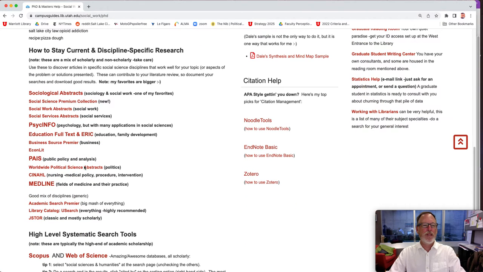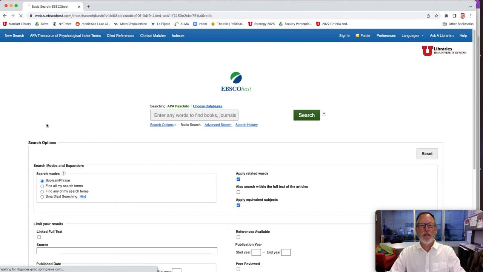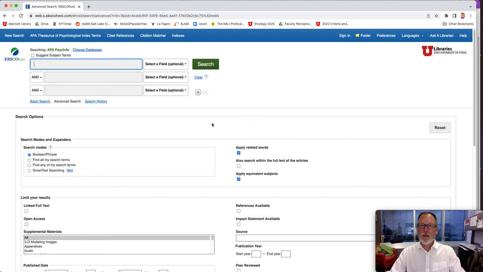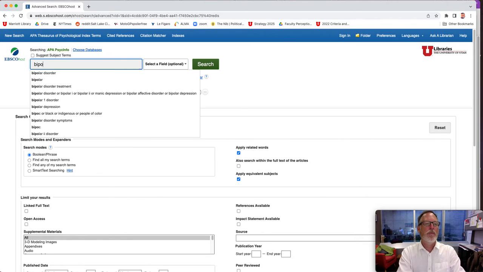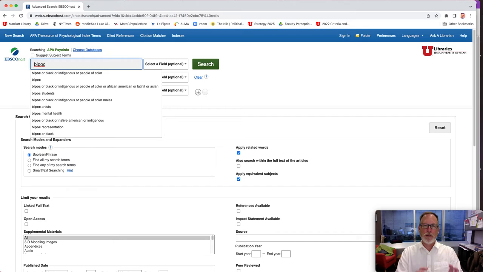I think a great place to start, there's this one called Social Science Premium Collection that's got a little bit of everything. PsycInfo, I think, is great. And Education Full Text will end up with that one. But I'm going to start with PsycInfo. And then when we go to advanced search, so here's my case in point. If we put in that acronymed population, it's suggesting other versions of things that we're looking at.